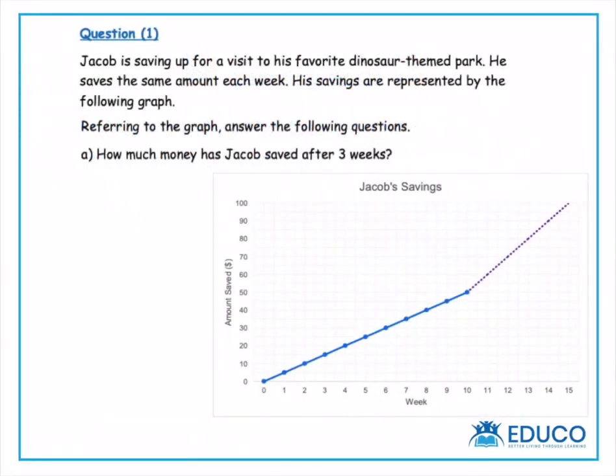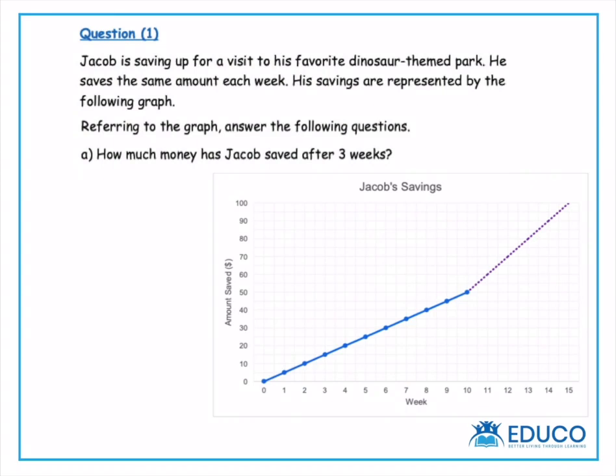Let's have a look at our very first question. It says, Jacob is saving up for a visit to his favorite dinosaur-themed park. He saves the same amount each week. His savings are represented by the following graph. Referring to the graph, answer the following questions. How much money has Jacob saved after 3 weeks?